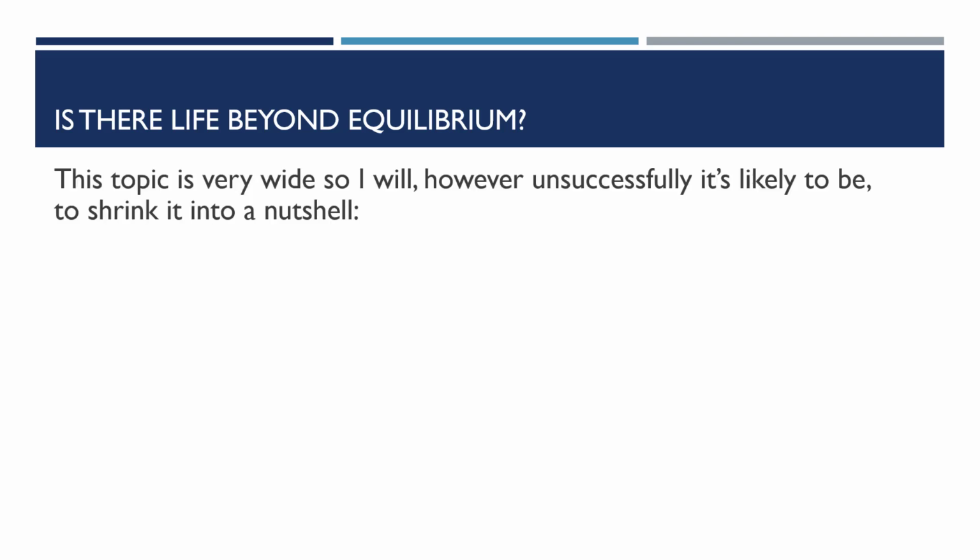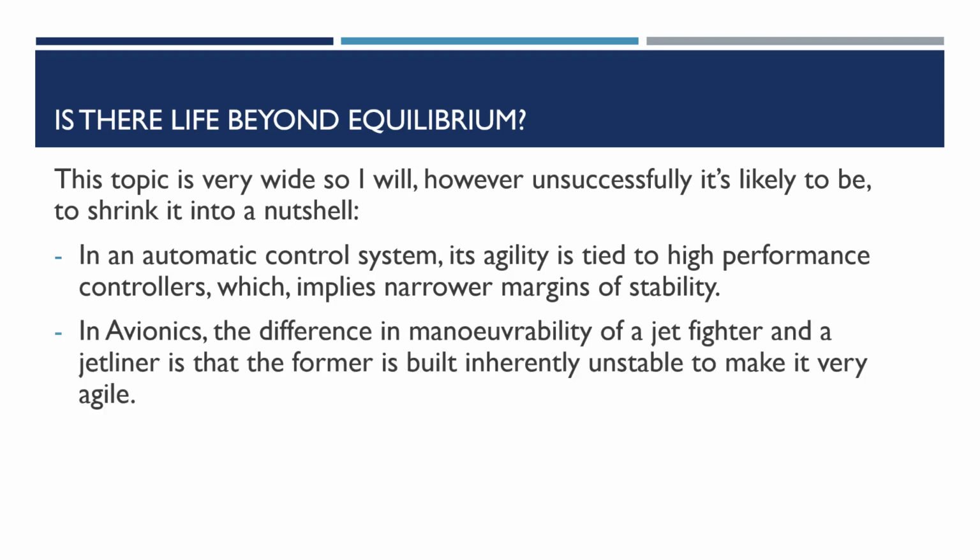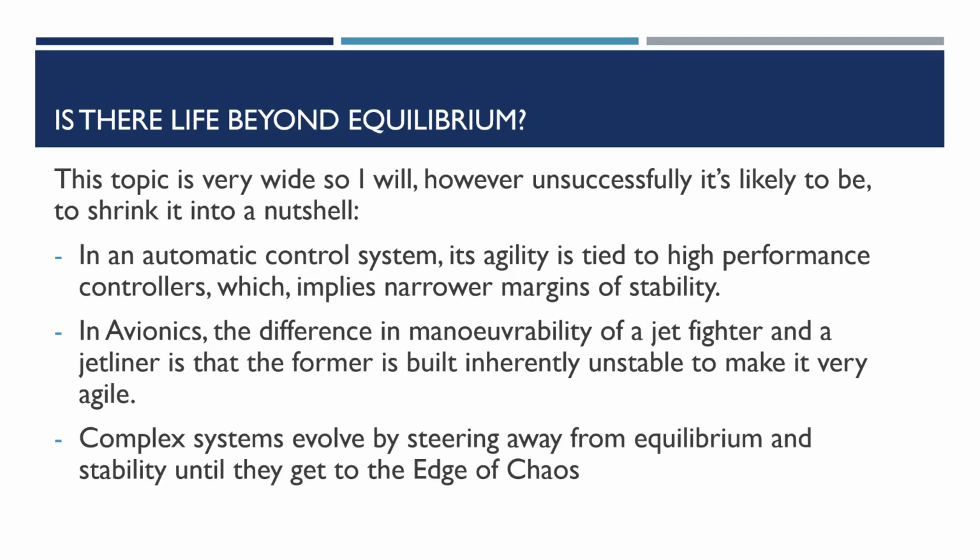The topic of equilibrium, or the topic of evolution of dynamical systems, is very wide, and I will try, however unsuccessfully this is likely to be, to shrink it into a nutshell. In an automatic control system, its agility is tied to high-performance controllers, which implies a narrower margin of stability. In avionics, the difference in maneuverability of a jet fighter and a jetliner is that the former is built inherently unstable to make it very agile.